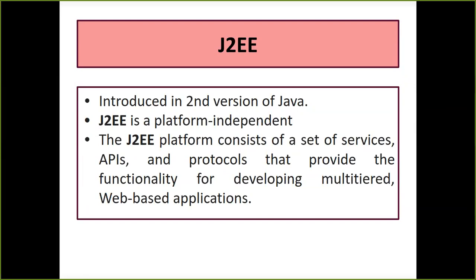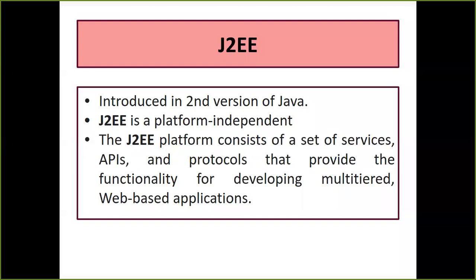The second version of your Java, and it was introduced in the second version of Java, that is your enterprise edition. That's why it is termed as J2EE. Nowadays it is also known as Jakarta EE, that is Jakarta Enterprise Edition. And J2EE is, obviously, a platform independent technology because Java itself is platform independent. Why we say that it is platform independent, we will see in a further slide, the JVM concept.